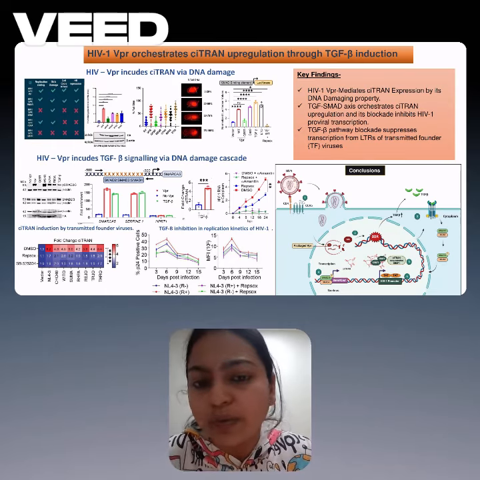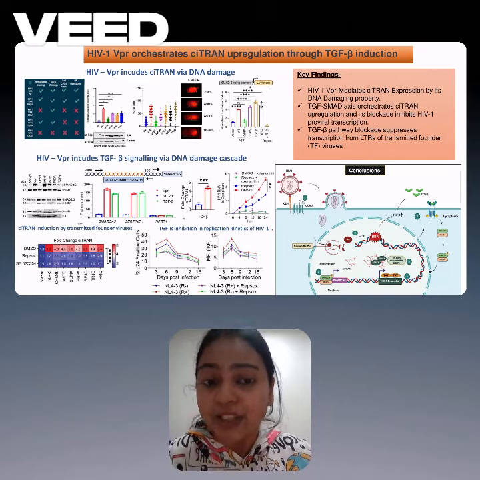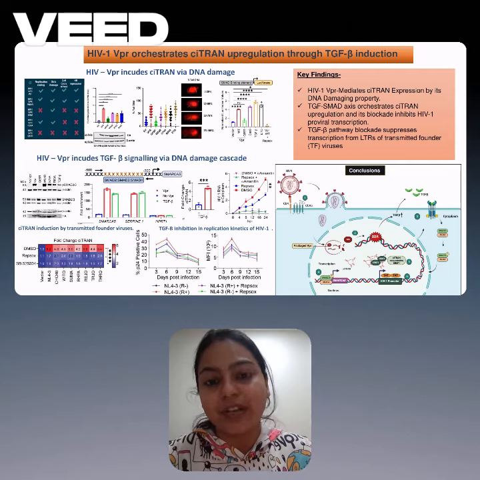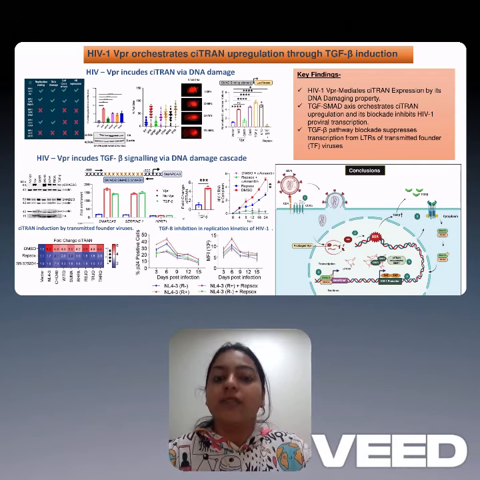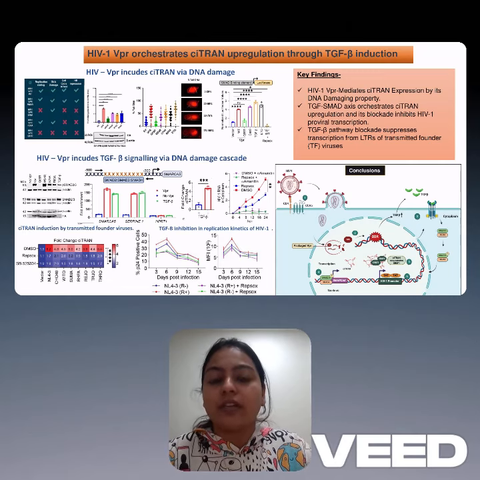In conclusion, what we found was that packaged Vpr was able to induce DNA damage, which downstream led to TGF-beta induction, and then phospho-SMAD2/3 was able to induce this circular RNA, which sequestered SRSF1, through which the HIV-1 promoter was able to transcribe effectively. That's how the circular RNA induction takes place, and it reduces the infectivity.